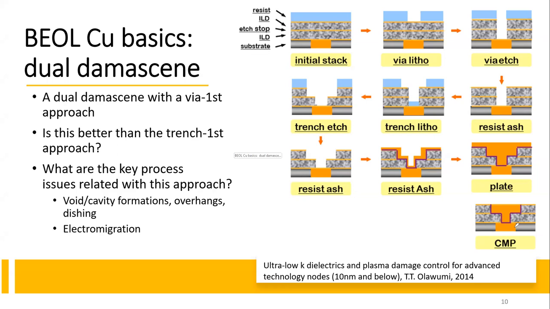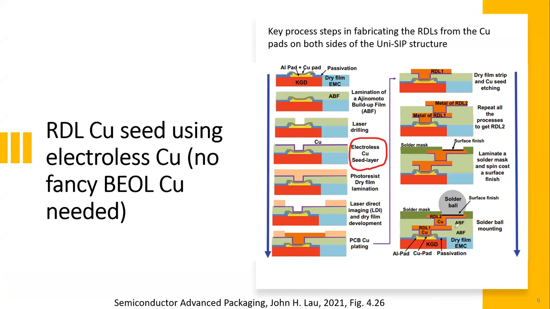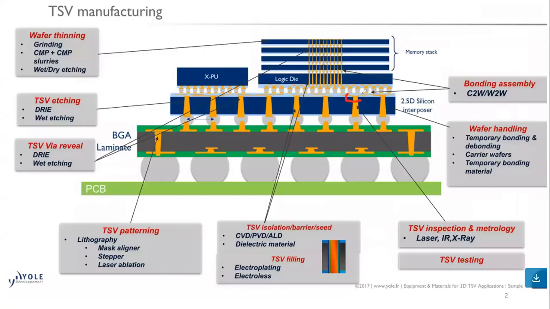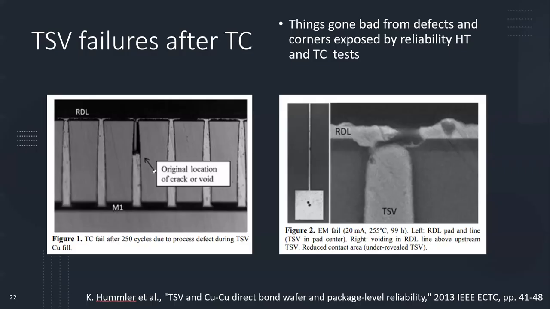Here is the example. Oh no, I should give you a better example than this. The TSV, and then the RDL over here, RDL touching TSV. All these interfaces are where the weakest links are, and that gives you a problem when you're connecting these two together. And connecting these two together initially could be okay. This could be fine in the beginning, but then you do thermal cycling.